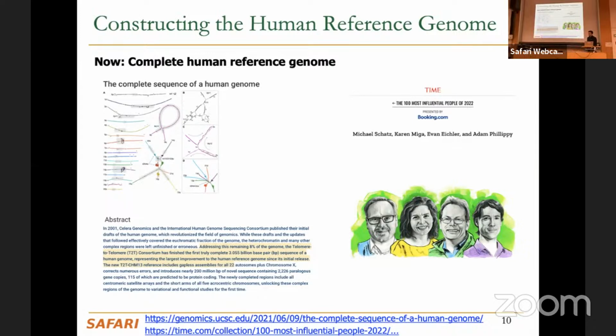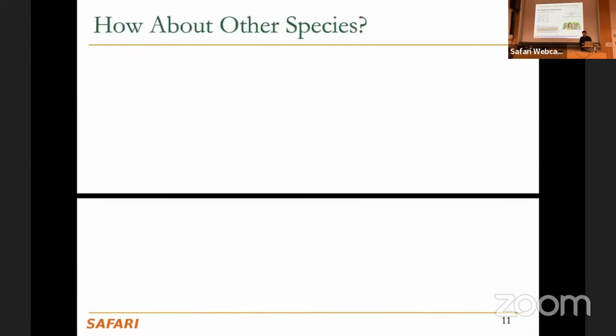We could complete that, so that we can finally have a near complete human reference genome. And this was so important that the 4 individuals behind completing this human reference genome were selected as some of the most influential people of 2022.